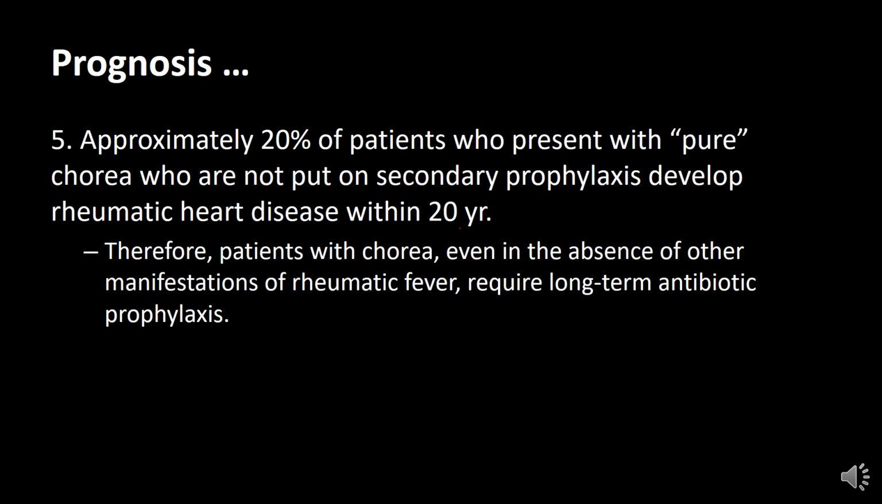Therefore, patients with chorea, even in the absence of other manifestations of rheumatic fever, will also require long-term antibiotic prophylaxis. So we have two categories of patients who require long-term antibiotic prophylaxis: those who present with carditis and valvular damage, and those who have presented with chorea. These two categories, so far we have seen, need lifelong prophylaxis. So, having said that, how do we prevent rheumatic fever and rheumatic heart disease?